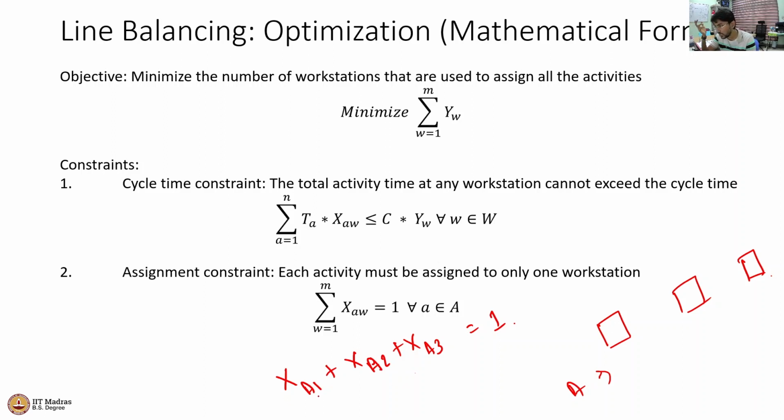be 0, because these variables can take a value of only 1 or 0, right? So only one of them can be 1, the others must be 0. So that is what it is. Across all my stations, only in one of them I can assign the activity, in the others it must be 0. So summation over W, XAW must be equal to 1 for all my activities. So that is the second constraint.